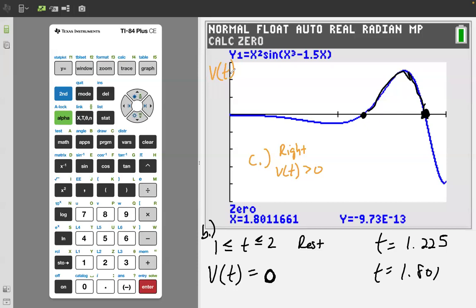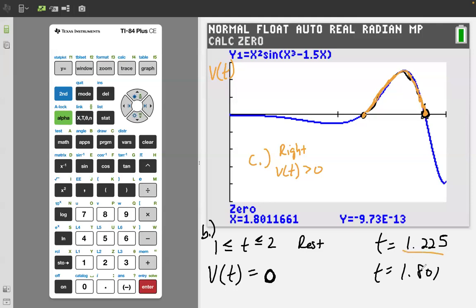This is v of t. So the graph is greater than 0 or positive from here all the way to here. So these are the times between which the bug is moving to the right. So the bug is at rest here, moving to the right as time goes on, moving to the right, and then stops, and then starts going left. So we just found those two timestamps here and here.